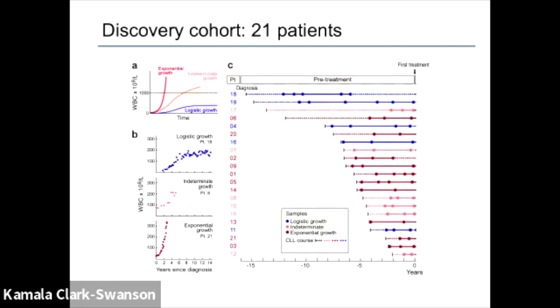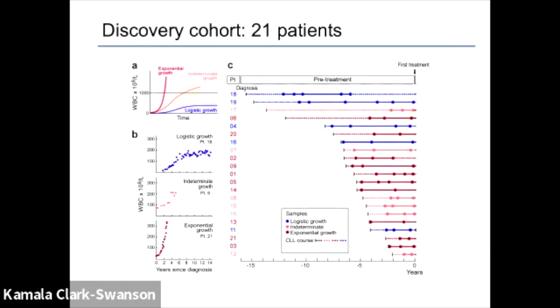All of these patients were treated at some point, and these filled circles correspond to times at which we were able to sequence the patient's CLL. We developed Bayesian methods to calculate the posterior probabilities of all parameters, including the carrying capacity, and classified based on that. I'll talk a little bit more in detail about that later, but we classified each patient into these two categories, logistic and exponential.